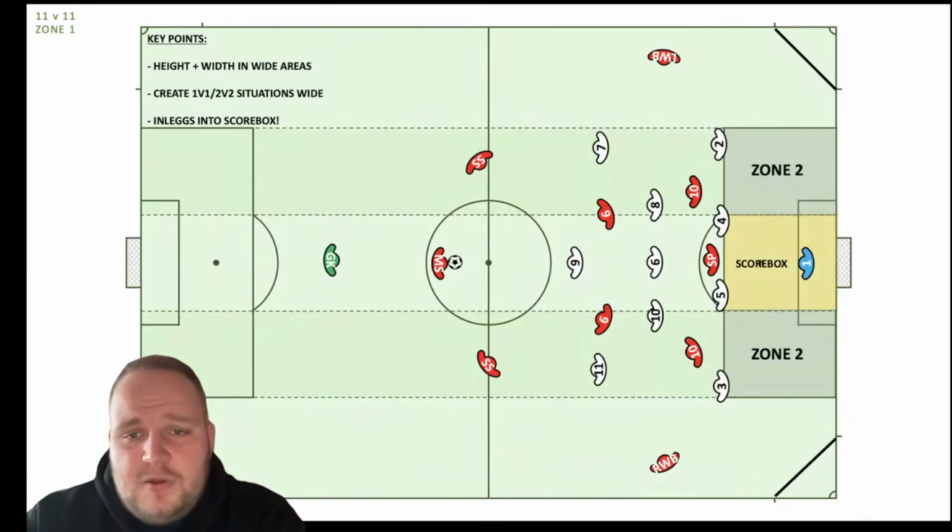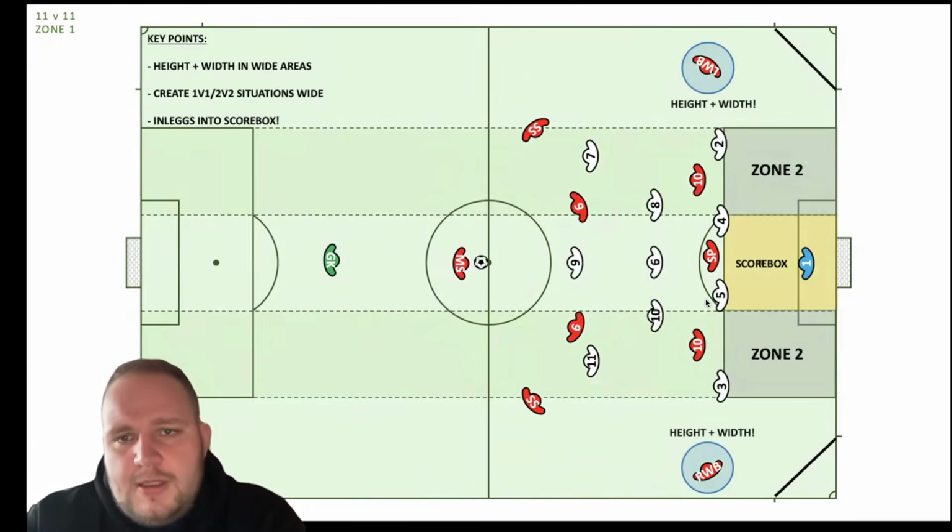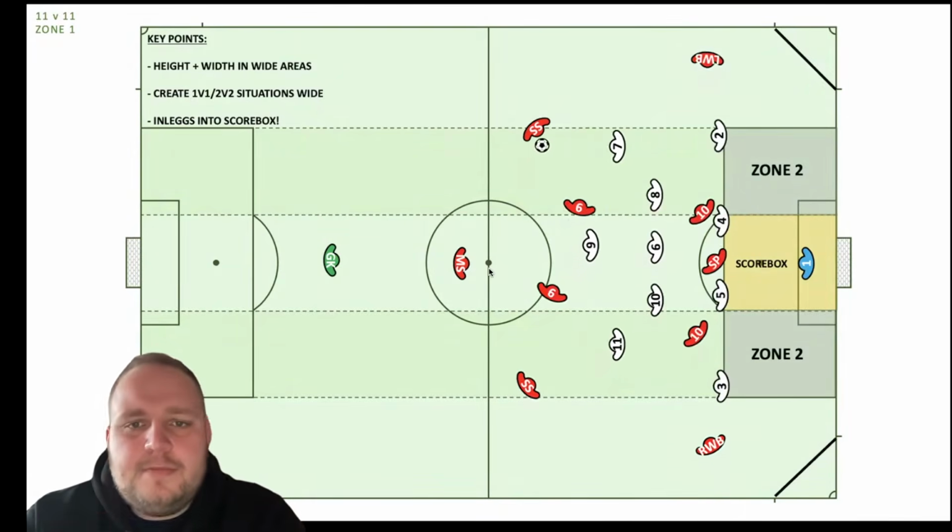So key points when we force them down into a little bit of a low block: height and width in wide areas. We want to try and create 1v1 situations or even 2v2 situations wide, and then in the box, which is crosses into the box as and when we could. So we wanted to create a little bit more of a bridge between the middle centre back and the wing backs. So we looked at, could we have maybe a little bit more of an aggressive side centre back to be able to create a nice bridge if we were able to turn the game.